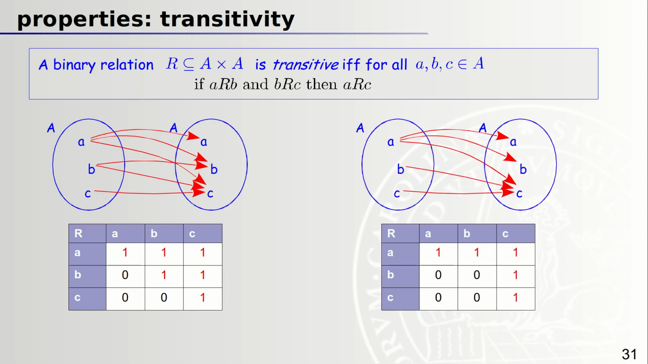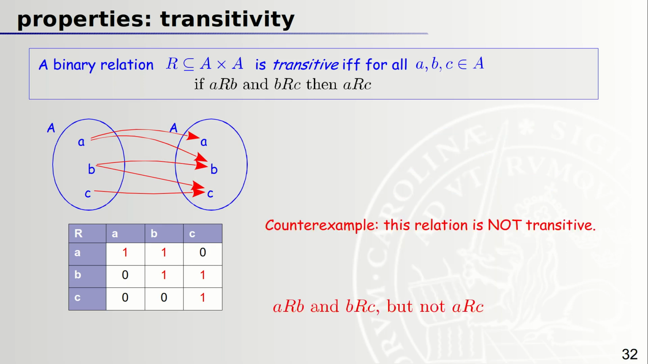These are two examples. You may want to convince yourself that they are in fact transitive. By contrast, this relation would not be transitive. A is related to B, and B is related to C, but A and C are not.